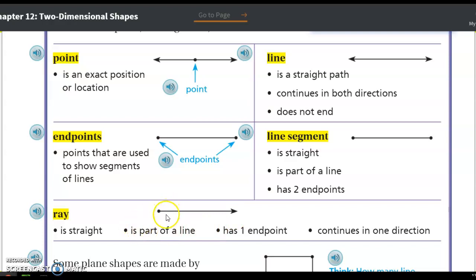It's always straight. It's part of a line. It only has one endpoint. And it continues on in one direction.